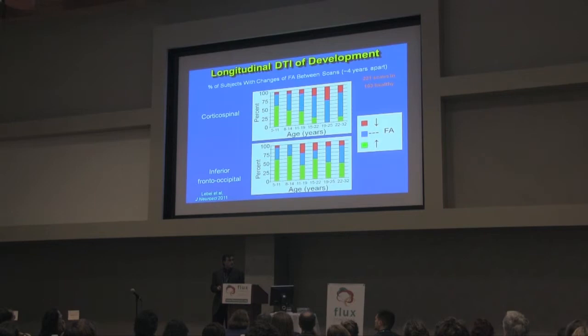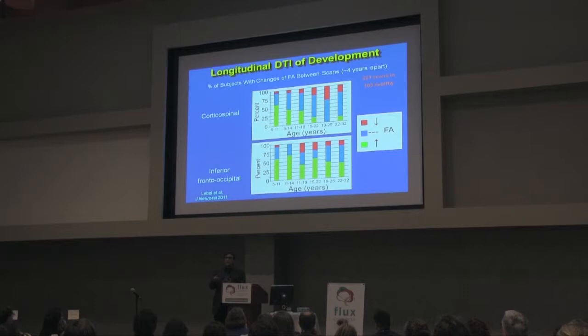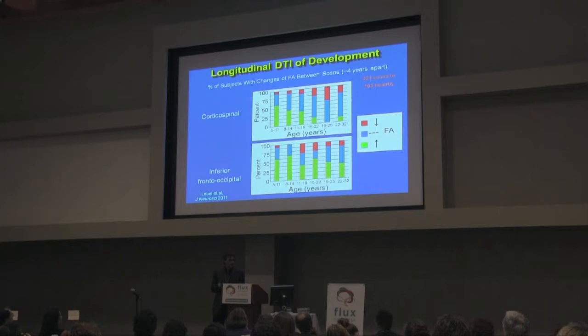If you look at a track like the inferior frontal occipital tract, that shows something really interesting. Even into the 20s, about 40% of the individuals were still increasing their anisotropy, yet there was a bunch that were not changing and some that were actually decreasing. So there's variability in white matter development, which we think would be very interesting as well as a corollary to seeing how brain function or disease progression occurs. So that's the old stuff.